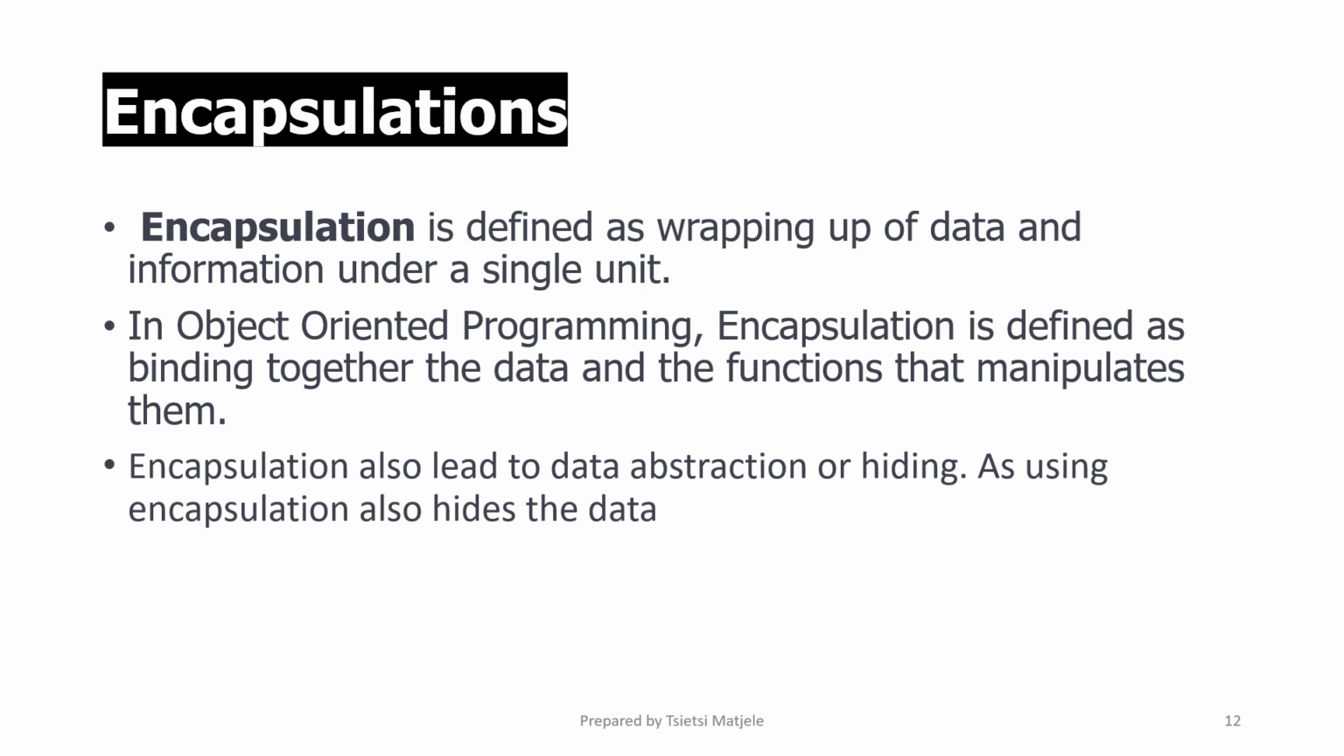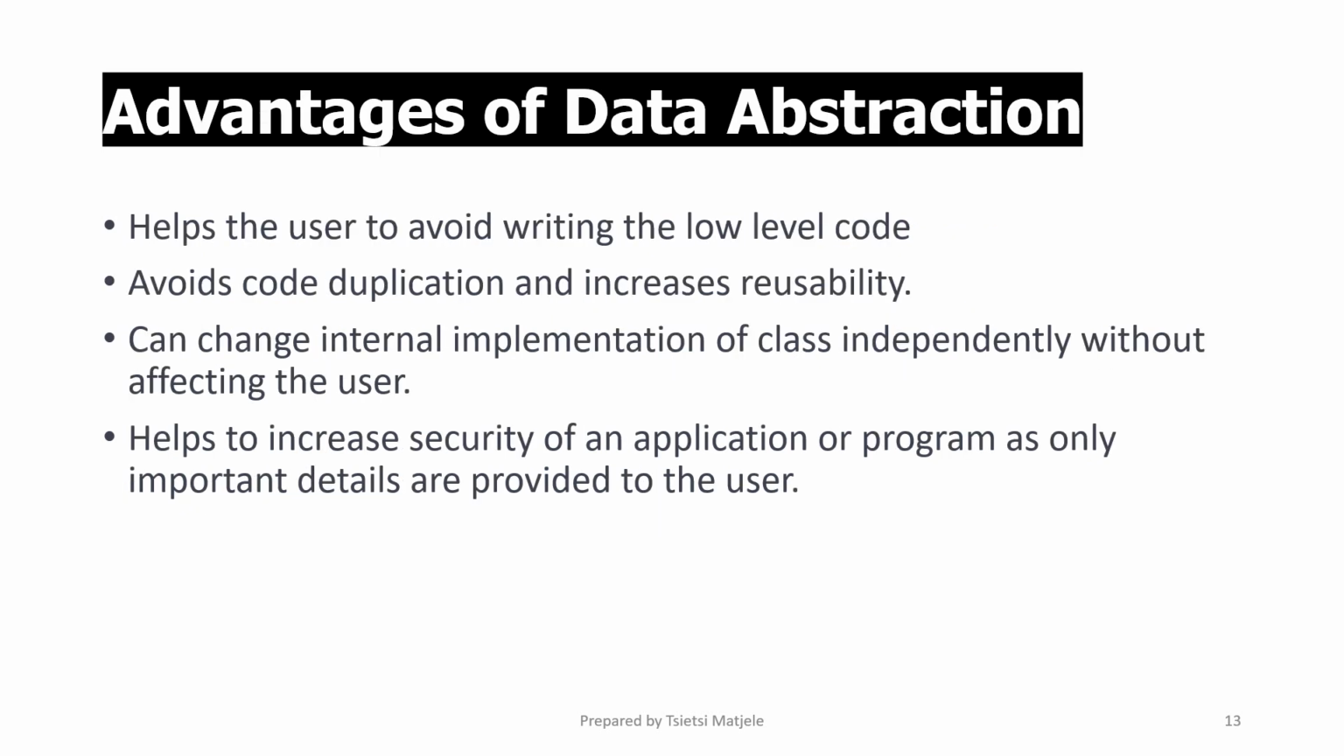In object-oriented programming, encapsulation is defined as binding together the data and the functions that manipulate them. Encapsulation also leads to data abstraction or hiding, as using encapsulation also hides data. The advantages of data abstraction: it helps the user to avoid writing low-level code, avoids code duplication and increases reusability. You can change the internal implementation of a class independently without affecting the user, and it helps to increase the security of an application or program, as only important details are provided to the user.